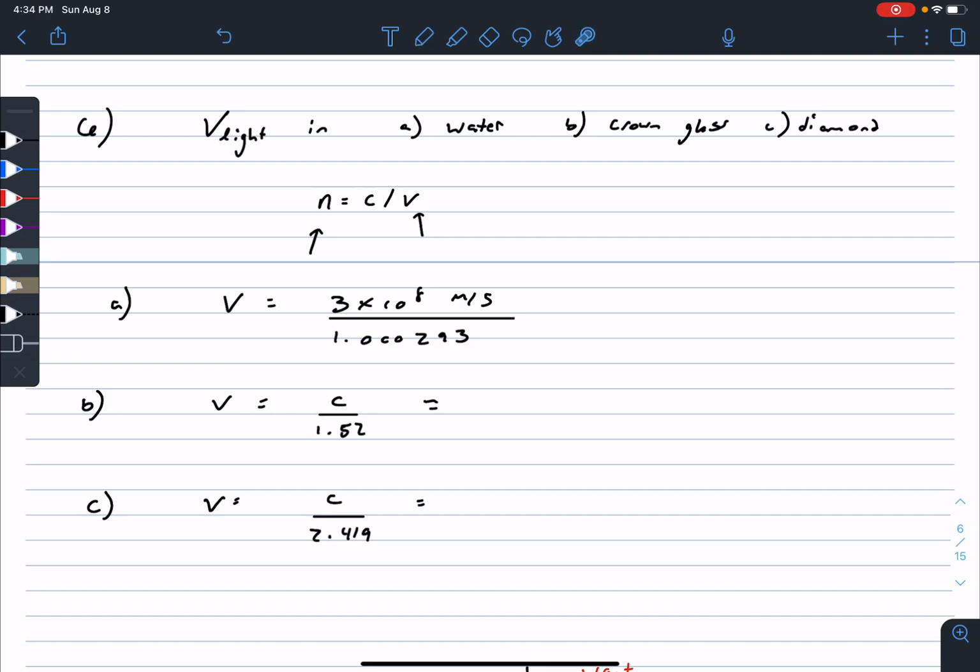And so if we plug these into a calculator, I'll actually leave that up to you. This is super straightforward. All you've got to do is plug 3 times 10 to the 8 meters per second in over the index of refraction, and it'll give you your velocity, right?